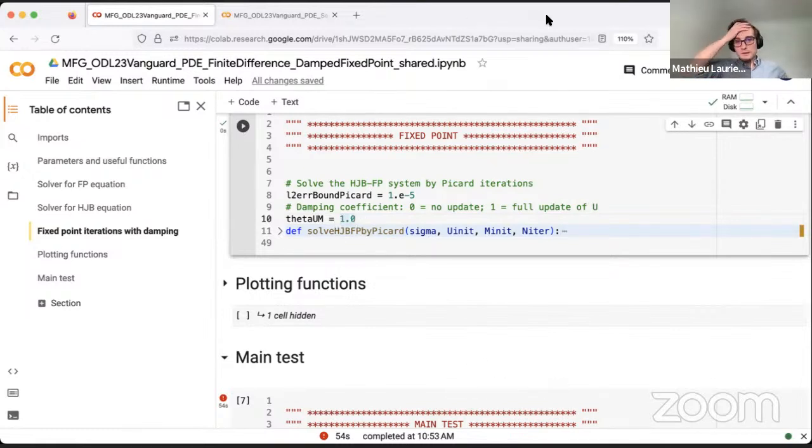Any questions about this code or this method?